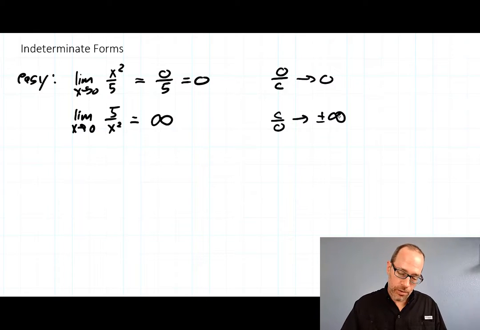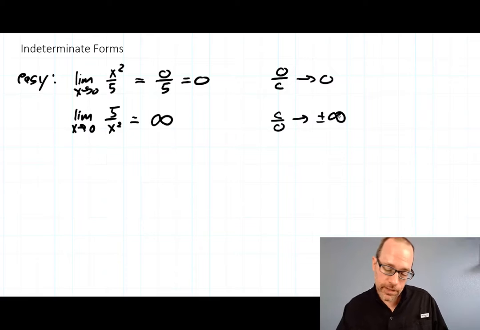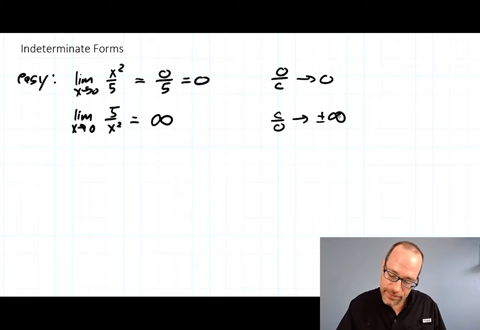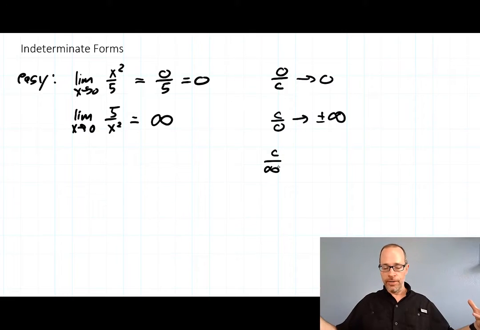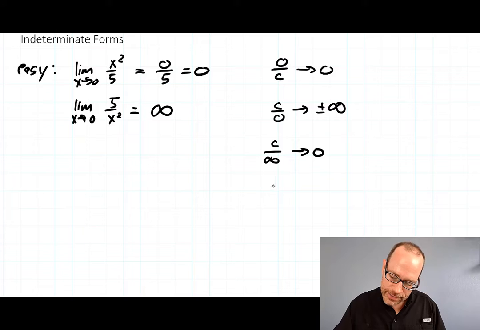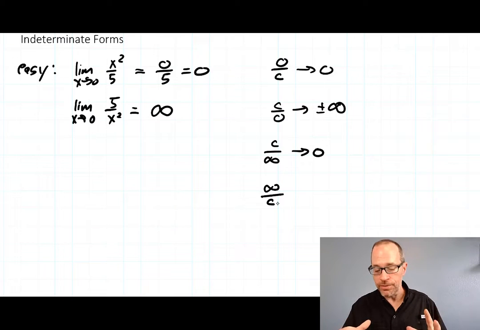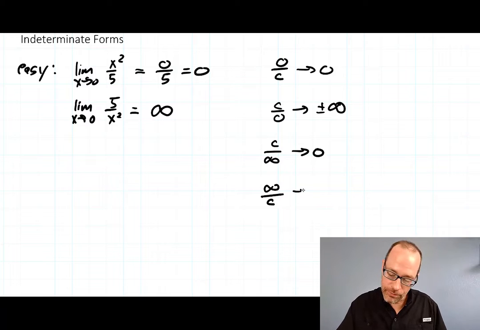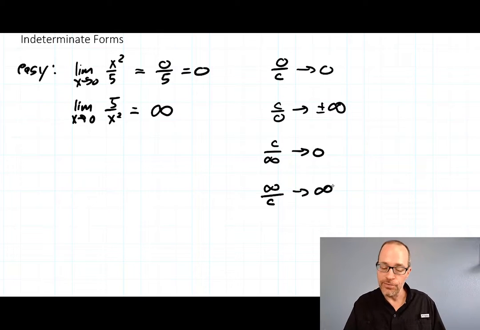And there's similar stories with infinities. If you had things like a constant and the bottom was trying to blow up to infinity, well, the bottom's getting bigger and bigger, so 1 over it's getting smaller and smaller, so the whole thing would go to 0. And if you had the numerator trying to go to infinity and the bottom going to a constant, then the whole thing would just be carried along to infinity. Those are, you can just look at them and figure out.